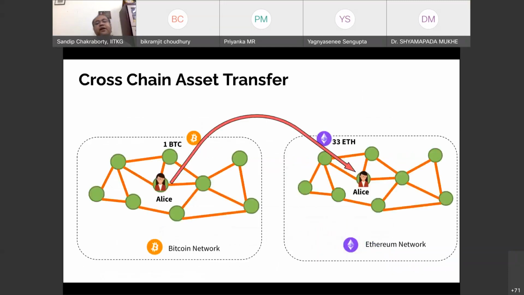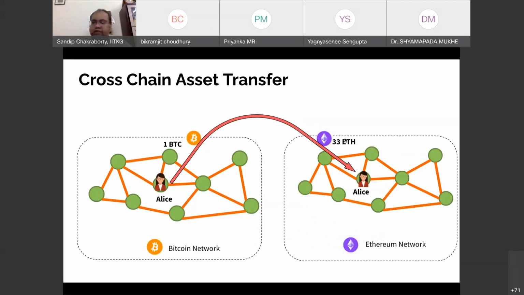So from there, this particular problem of cross-chain asset transfer comes up. Say for example, I have an account in the Bitcoin network and I also have an account in an Ethereum network, and I want to transfer one Bitcoin from the Bitcoin network to the Ethereum network. How am I going to do that?